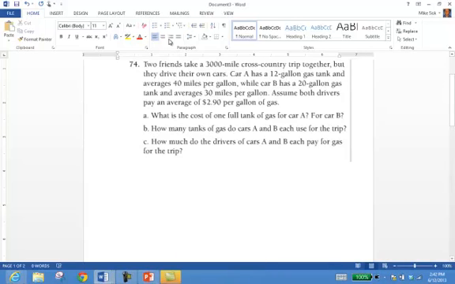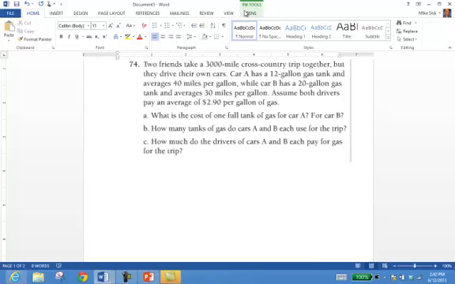Welcome to this particular exercise. Several students seem to have confusion about this very basic exercise about traveling and finding out the cost of gas and how many tanks were being done. This is really, in a way, several problems rolled into one.